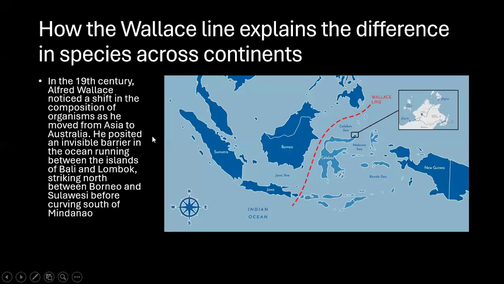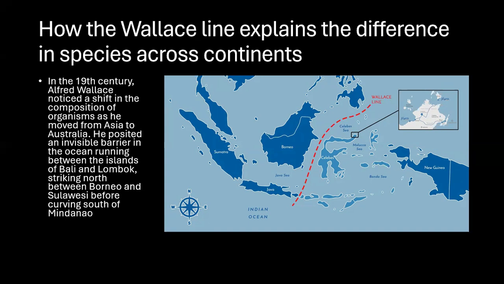The next important topic that we have is the Wallace Line. How the Wallace Line explains the difference in the species across the continent. So this is a line, if you cross this line, a different set of species are present. And if you cross to the other side of the line, there is a different set of species. Okay. In the 19th century, Alfred Wallace noticed the shift in the composition of organisms as they moved from Asia to Australia. So if you see Asia and if you see Australia, there's a difference in the species.